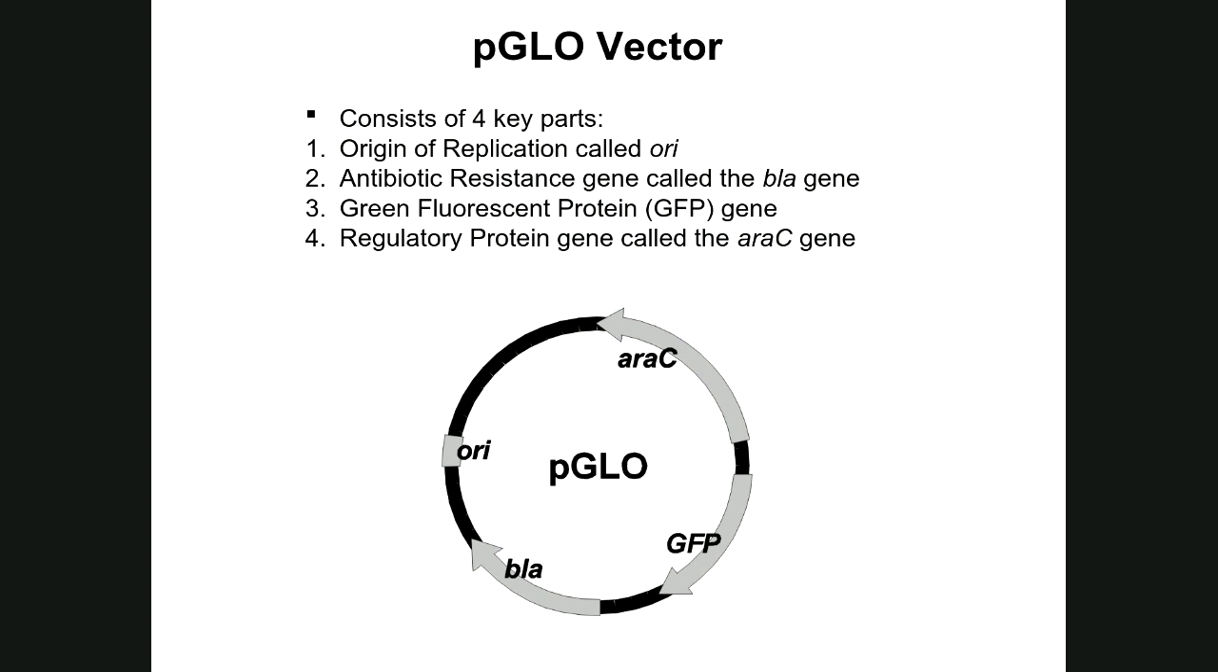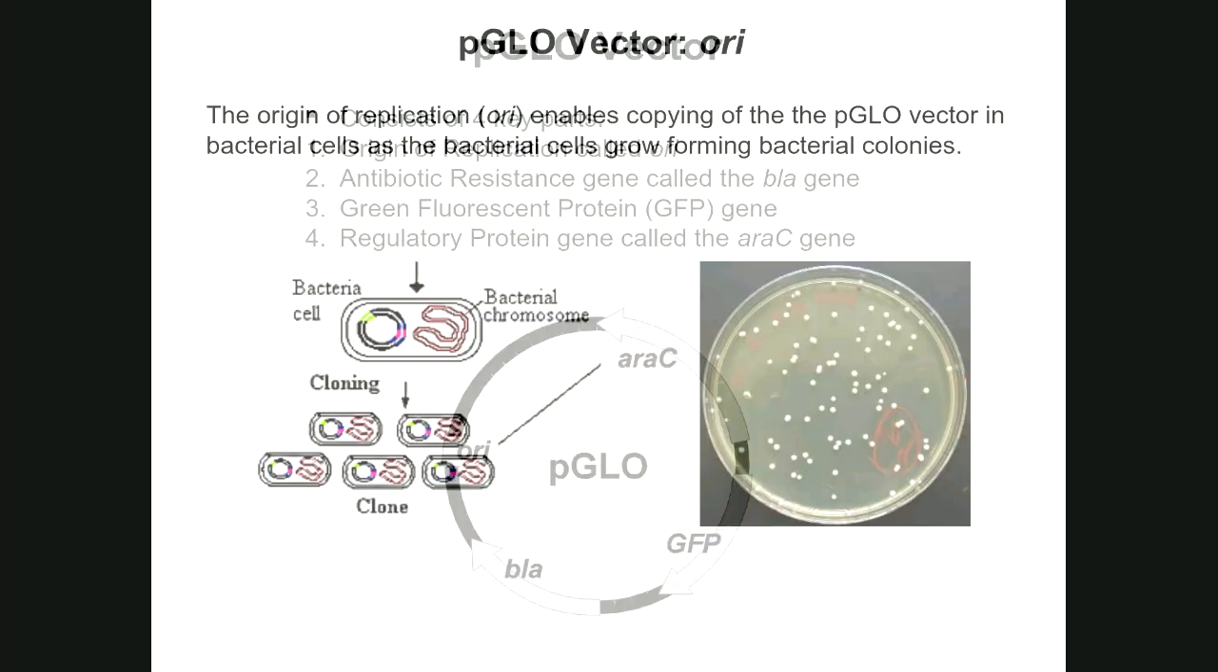All right, sorry, everybody. If you look at the pGlo cloning vector here, it has four key parts: the origin of replication and three genes: the BLA gene, the Gfp gene, and the araC gene. We'll go through these one at a time as we go. We already talked about it.